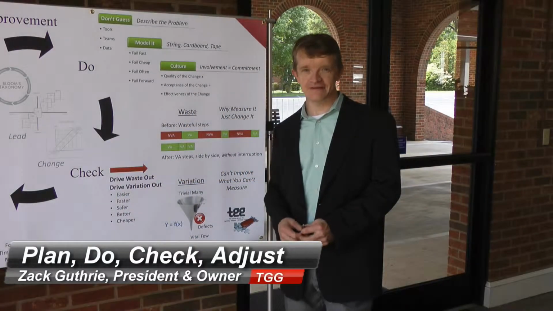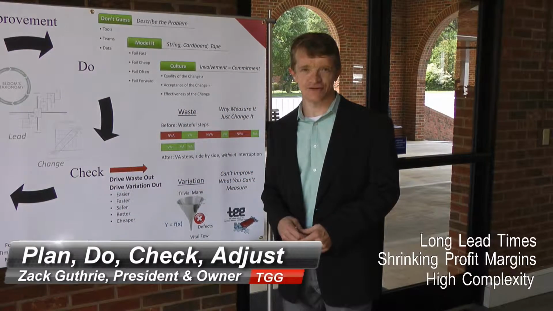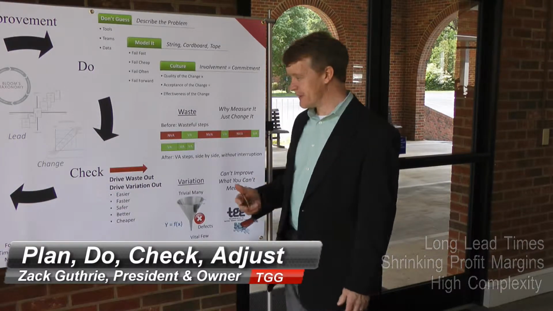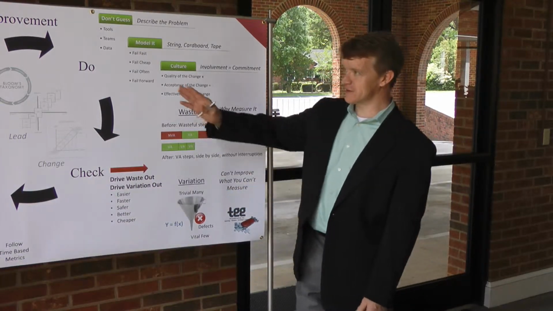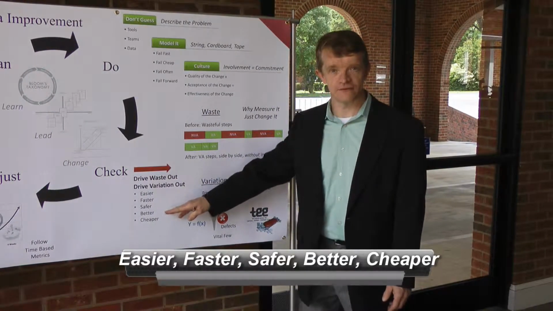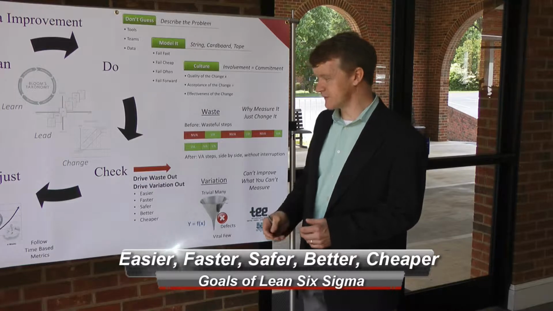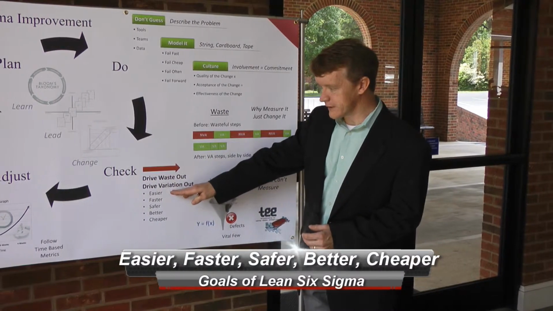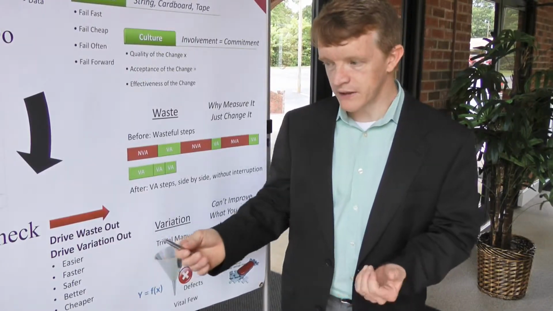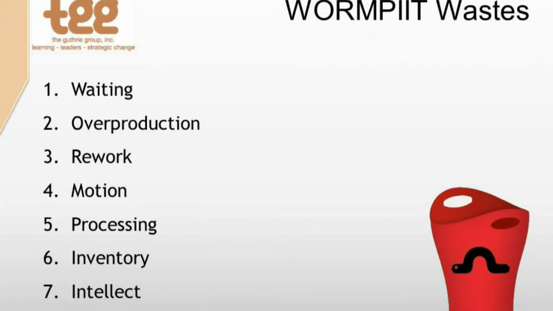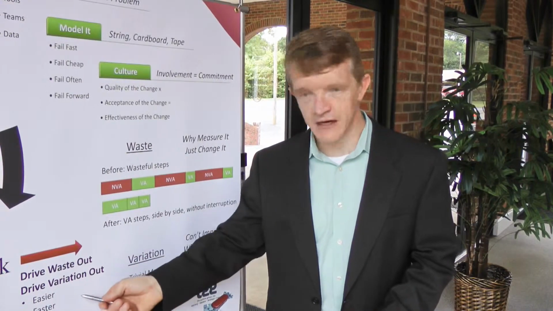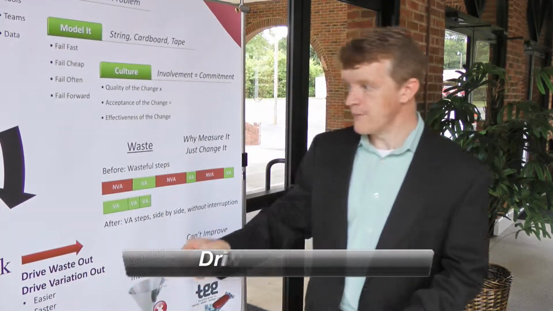Problems, long lead times, shrinking profit margins, high complexity, and sometimes I've got to ask, what is the goal? And the goal, as far as Lean Six Sigma improvement, is easier, faster, safer, better, cheaper. Let's not make this too difficult. In order to get easier, faster, safer, better, cheaper, and within any kind of a business, whether it's a manufacturer or whether it's a service organization, we want to drive out waste and drive out variation of our processes.